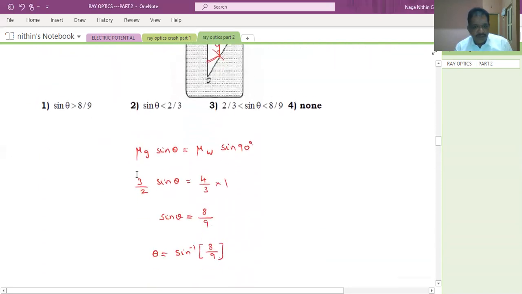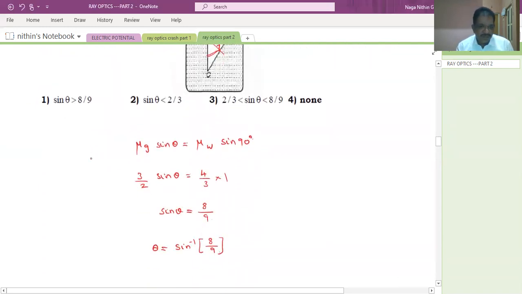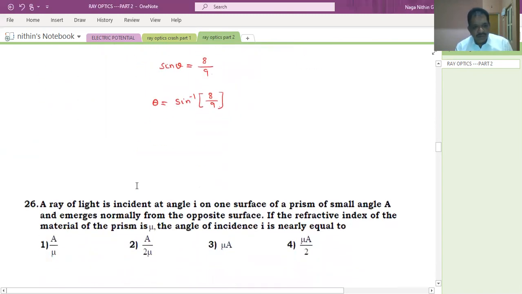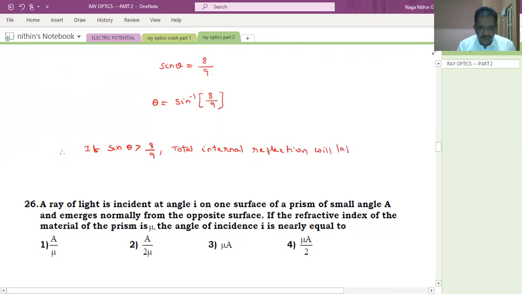So sine theta greater than 8 by 9, there will be total internal reflection. Therefore, if sine theta greater than 8 by 9, total internal reflection takes place.